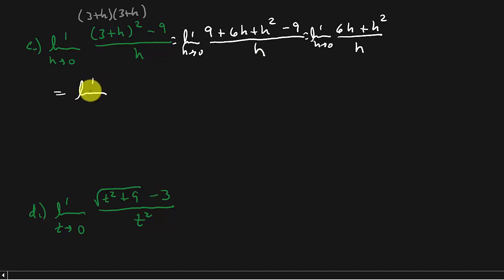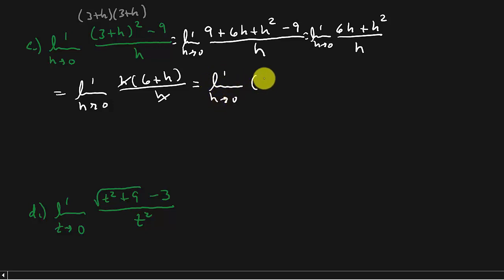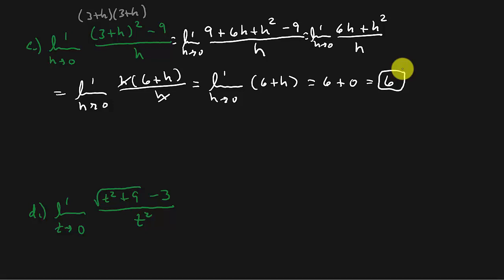So the limit as h goes to 0. Now in the numerator, I can factor out h. And then you can see the h's cancel out. And so that's going to be the limit as h goes to 0 of 6 plus h. And now we just plug the 0 in. So that's going to be 6 plus 0 equals 6. See, it's really easy. It's not difficult to do.